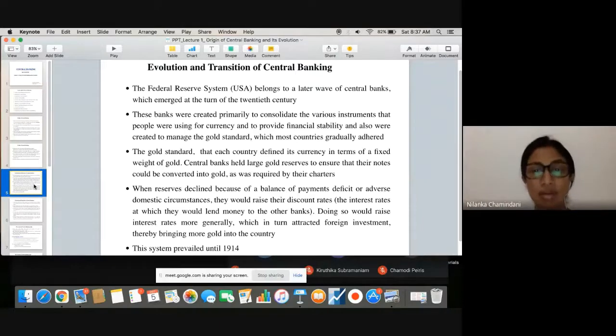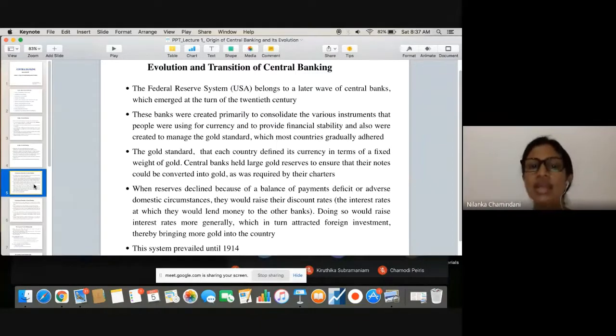But remember here that we see this word for the first time, this financial stability, and also the one single instrument to use as currency. These are the specific elements that we have to identify during the evolution of central banking, and how their functions are going to be more specific step by step. And also they were created to manage the gold standard.